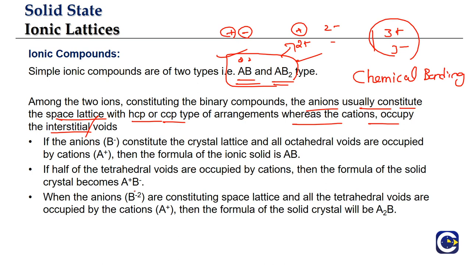And if you see the case where anions are forming the lattice and cations occupy all the octahedral voids, remember we have discussed in the previous video that if the lattice points are n, then the number of octahedral voids also will be equal to n. So if anions are forming the lattice and cations are occupying all the octahedral voids, then what will be the simple ratio of them? n is to n means it will be 1 is to 1. So we'll have the compound AB.